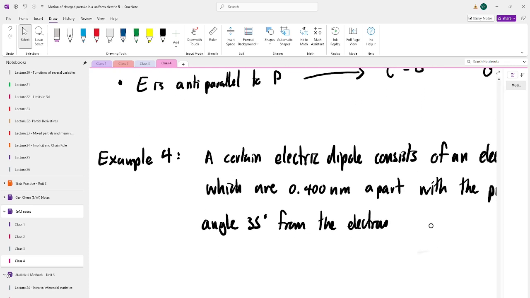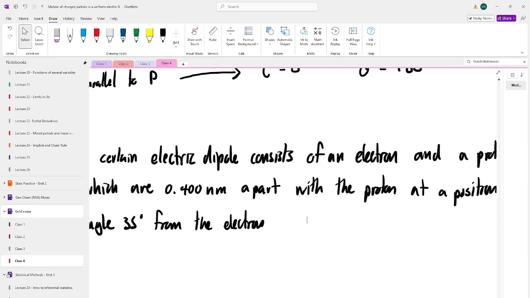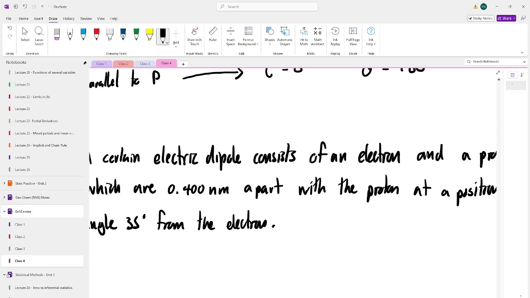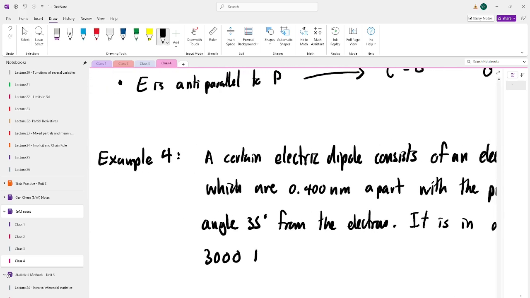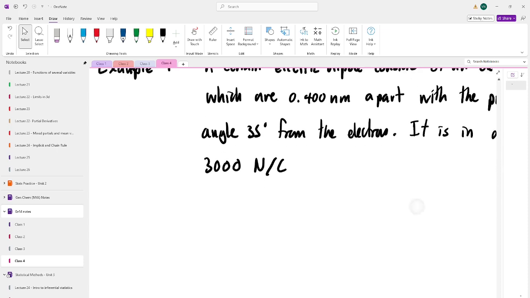And then they also tell us that it's in an electric field that's uniform, of course. That's what we're considering in this case. So it is in an electric field that is 3,000 Newton per coulomb.